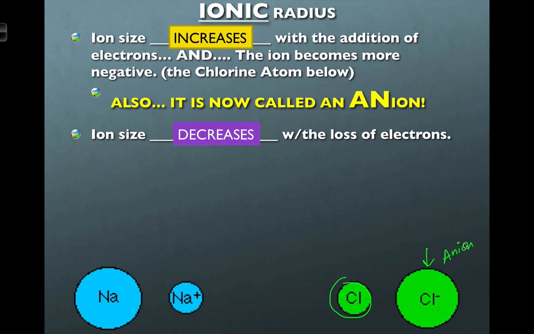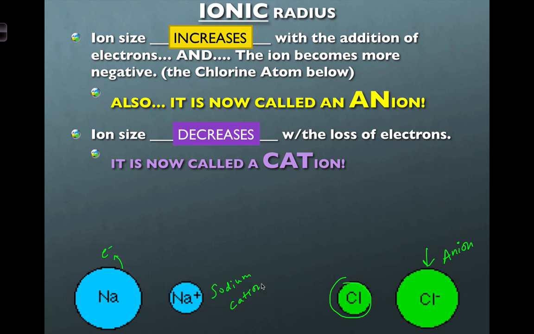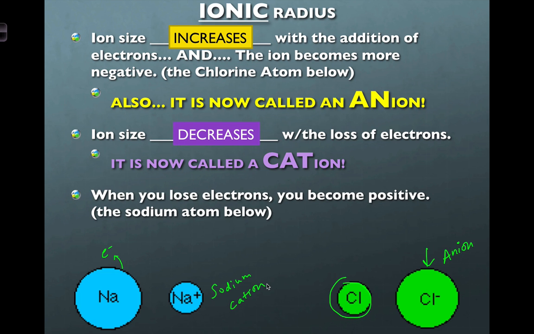Ion size decreases with the loss of electrons. So if we look at our sodium atom down here, we'll say it lost an electron that shot off and went to another element. What we're left with is a sodium ion called a cation. So this is what we call the sodium cation. When you lose electrons, remember you become positive. So now, not only do we see a decrease in size because we stripped off the outer electron that was causing this atom to be bigger in size, but we also became positive. So we have Na plus to represent the sodium cation.